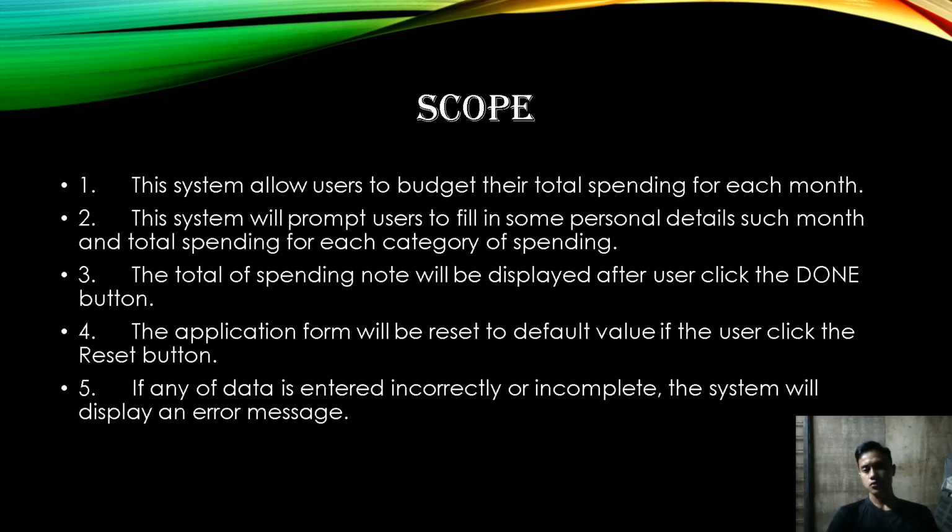The system allows users to budget their total spending for each month. Second, the system will prompt users to fill in some personal details such as month and total spending for each category of spending. Third, the total of spending note will be displayed after the user clicks the done button. The application form will be reset to default values if the user clicks the reset button. If any data is entered incorrectly or incomplete, the system will display an error message.